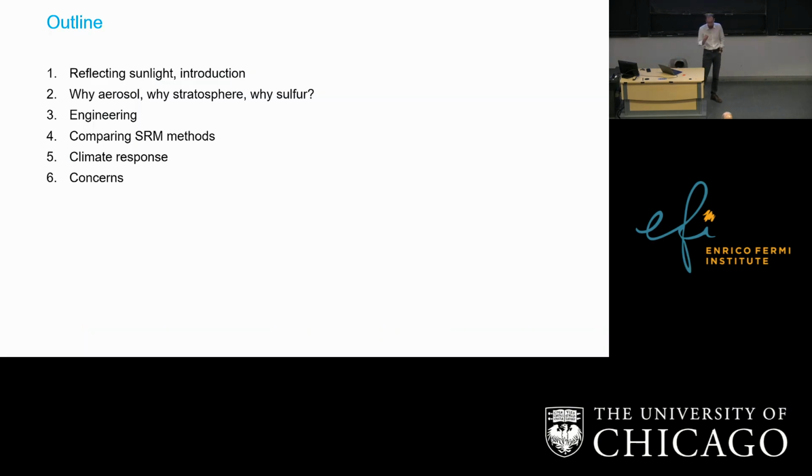Here's the way this lecture is set up. I'm going to start by resituating, reintroducing how sunlight reflection fits into other ways we might deal with the climate problem, and very quickly tell you what the methods are. Then I'm going to try and explain why the heck we talk about aerosols, why the stratosphere, and why sulfur. Then I'll talk a little bit about some of the engineering aspects of doing this, then compare different methods for sunlight reflection, then look at climate response, and then just have a slide to raise some of the obvious and maybe less obvious concerns about these technologies.